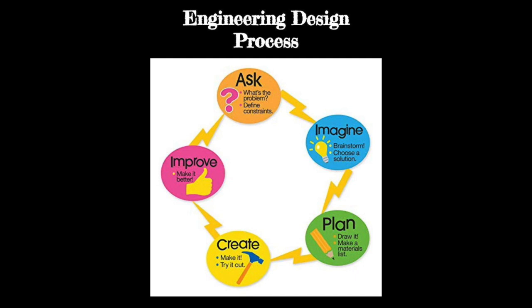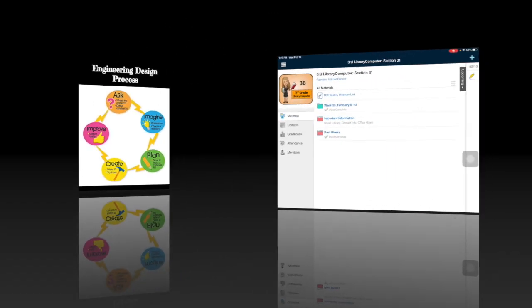Now down where the pencil is, plan. This is where we draw it. Make our sketch and make a materials list. Now here's the fun part with the hammer. Create. This is where you actually get to make it and try it out. And the last stage is improve with that thumbs up. This is where we test it and make it better. And if it's not going too well, we may need to repeat the whole thing over again. That's why it goes in a circle to get our best possible design.